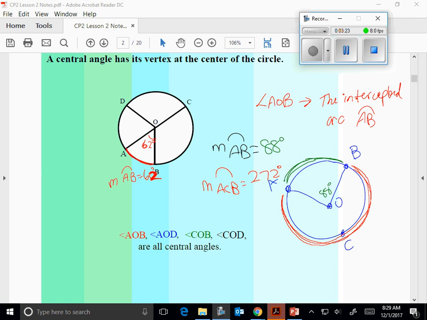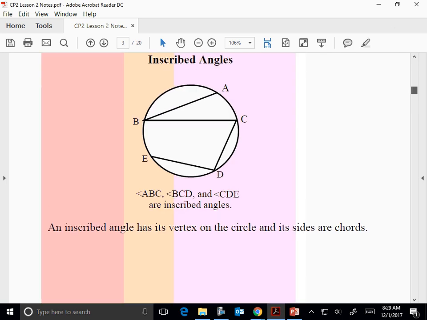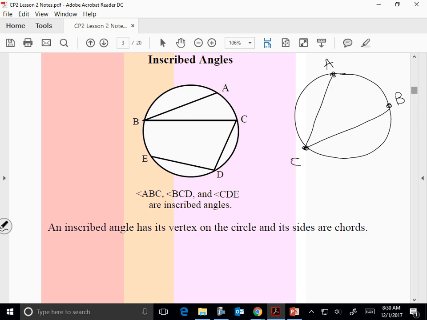Let's talk about inscribed angles. Now I want to draw an example of just one inscribed angle instead of a central angle. So here's a circle. Let's say I have A, I have B, and I have C. An inscribed angle is an angle whose vertex is on the edge of the circle instead of in the center.